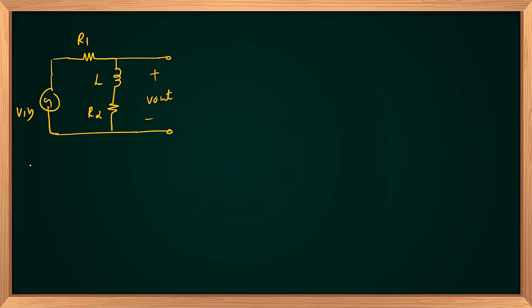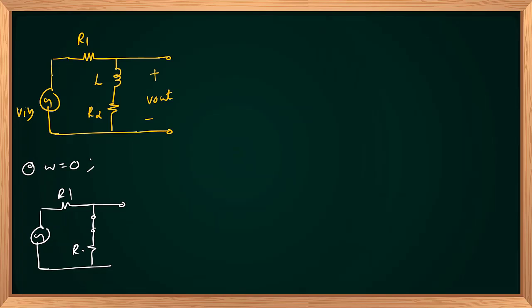The circuit at omega equal to 0: the inductor acts as a short circuit. So it's a simple voltage division network. V out is equal to R2 upon R1 plus R2.